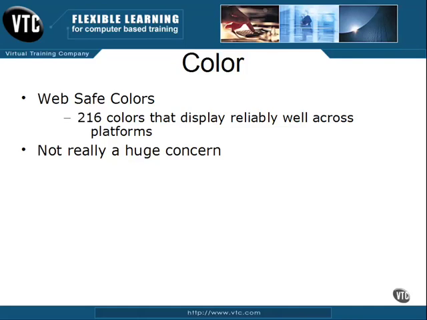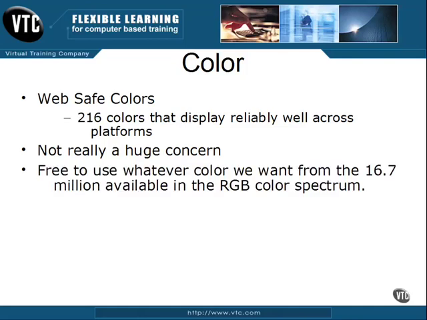So that's really the reality of the situation. We're still going to have some issues related to how our colors will display on our end users' computers, but for the most part, we're able to use the different colors that we want from our color spectrum. So really, the upshot of all of this is that we are pretty much free to use any of the 16.7 million different colors that are available to us in the RGB color spectrum.